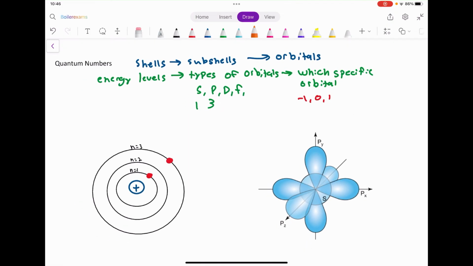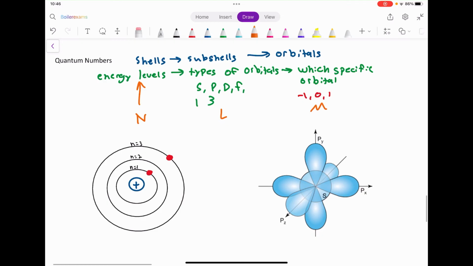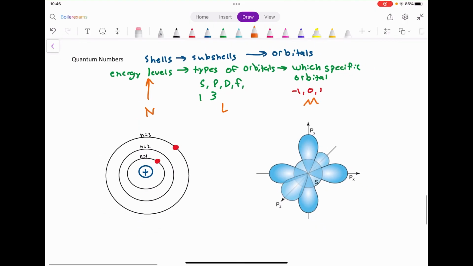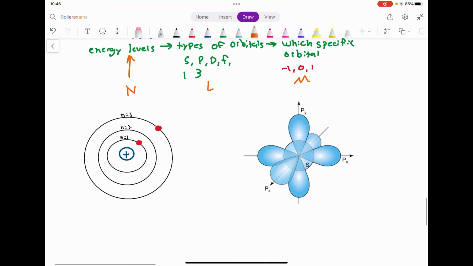So what are the actual quantum numbers? Well, we have N for the energy level, and then we have L for the type of the orbital, and then M for naming which specific orbital it is. And these 3 quantum numbers can then describe any orbital we want to describe. And you just say them in that order. N can take any number of which energy level we're in. L starts from 0, so S is equal to 0, P is equal to 1, D is equal to 2, and then F is equal to 3.